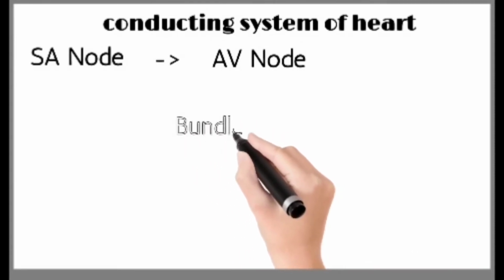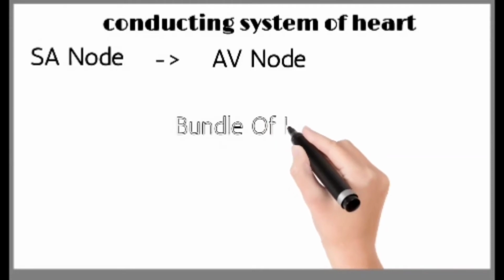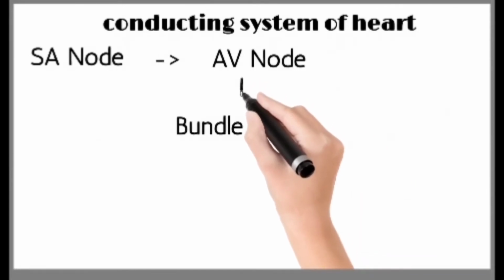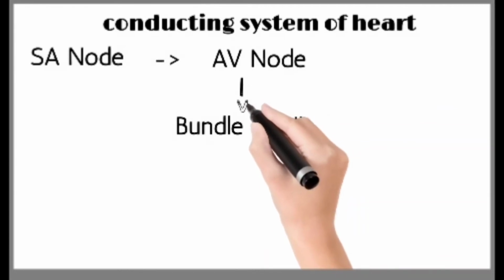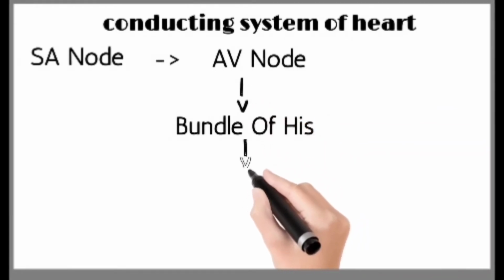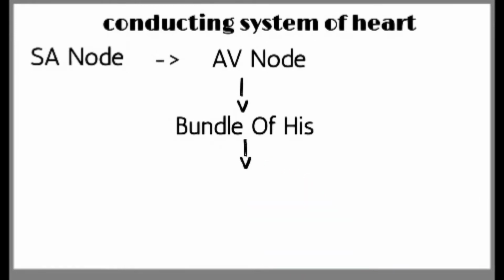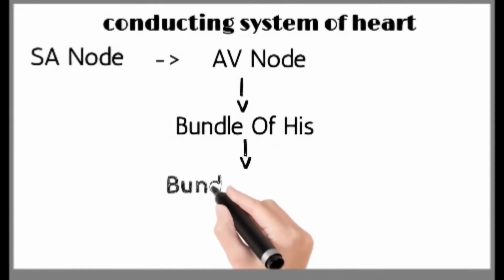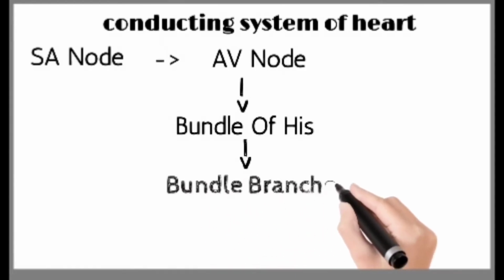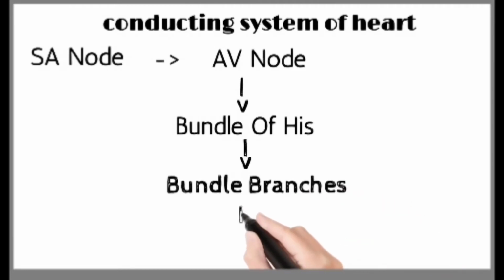From there, the wave of excitation spreads across the atria, causing them to contract. Upon reaching the atrioventricular node, the signal is delayed. It is then conducted into the bundle of His down the interventricular septum. The bundle of His and the Purkinje fibers spread the impulse along the ventricles, causing them to contract.